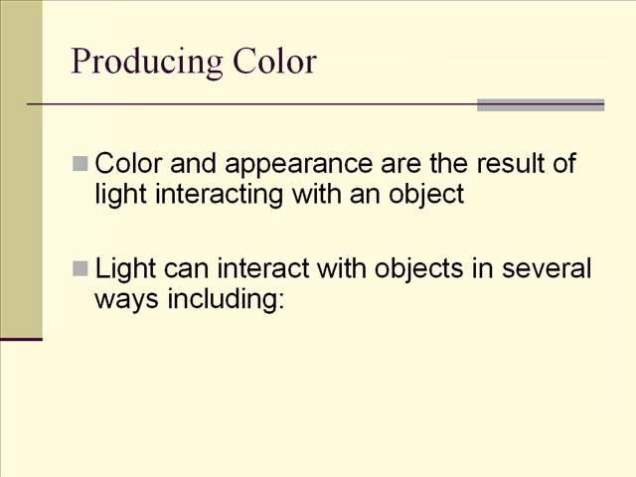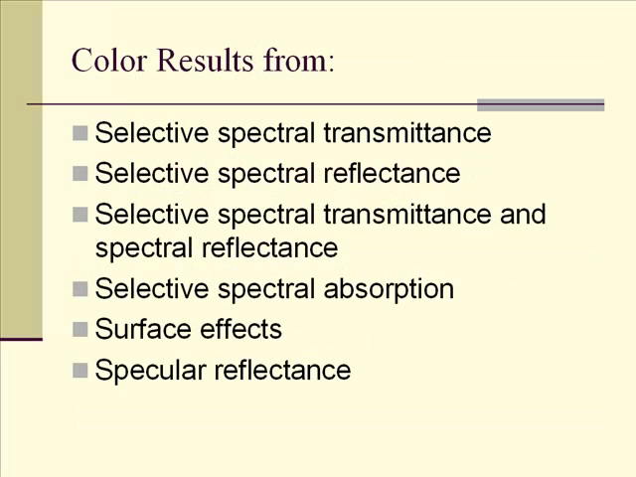So color and appearance are the result of light interacting with an object. Light can interact with an object in several ways, including selective spectral transmission or selective spectral reflectance. That means for transmission that the object absorbs some wavelengths of light and lets other wavelengths of light pass through it. That gives us a colored object that's transparent.